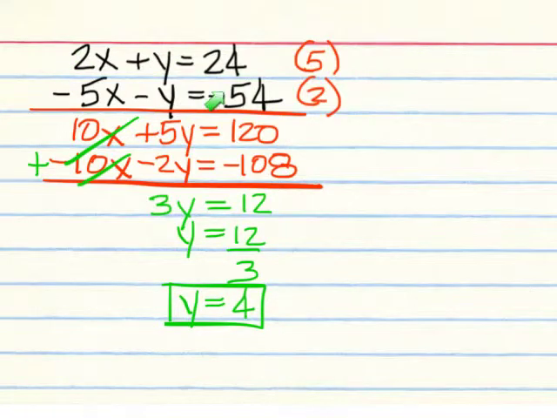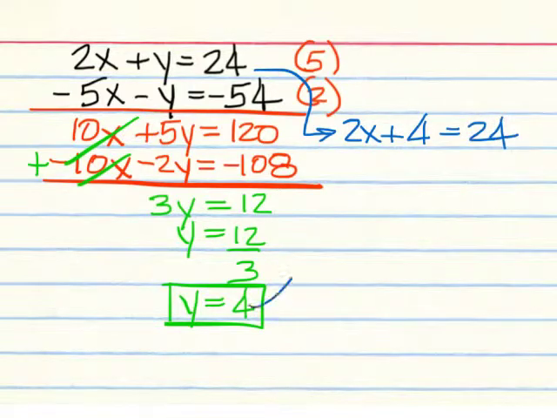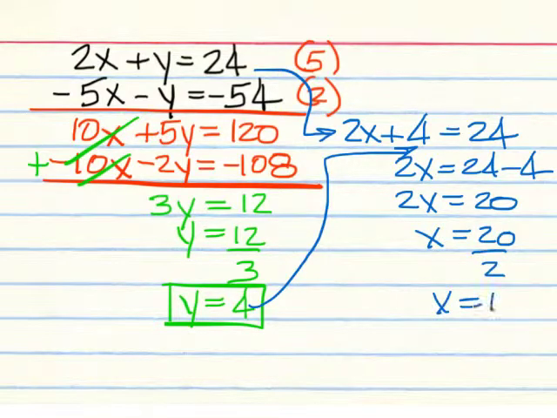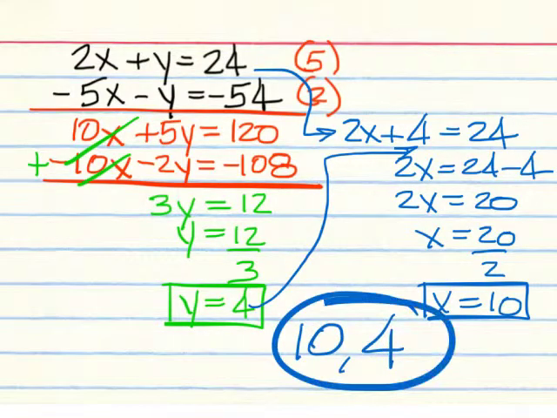Insert y equals 4 into one of these two equations. Looks to me like the easiest one is the top one. If we use the top one, then you should have 2x plus 4 equals 24. And this is where this 4 comes from. Move the 4 to the right. Simplify. Divide. And you end up with 10 for x. Your final answer is (10, 4).